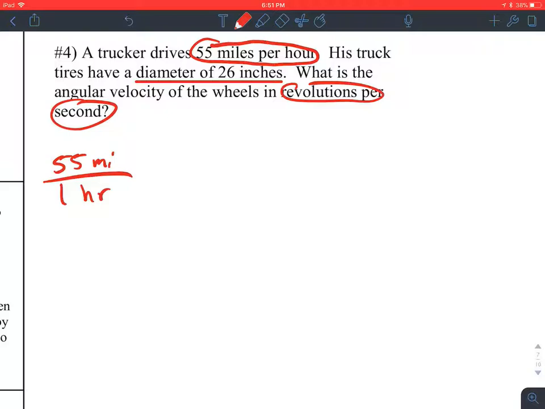Now I know that 1 revolution is equivalent to the circumference. Unfortunately, the units of the circumference is inches, and I have 55 miles. Once again, you can do these fractions in any order. I am going to try to change these miles to inches first. 1 mile is 5,280 feet.